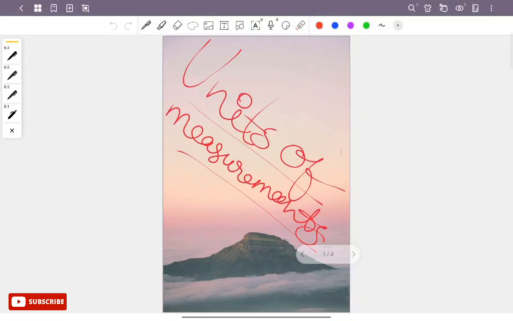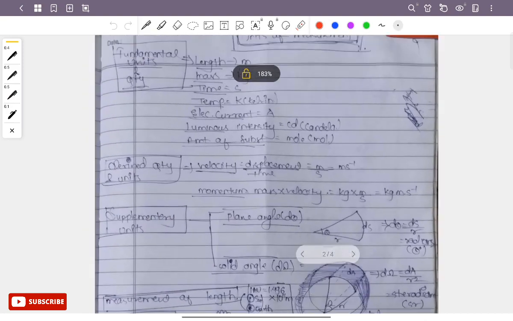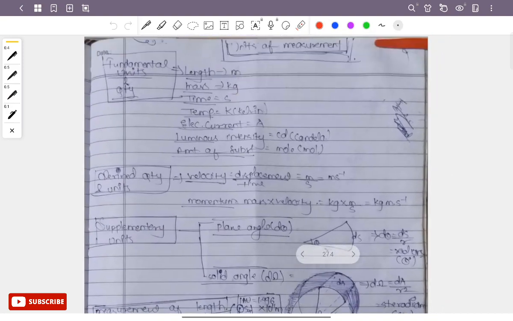Hi guys, today we're gonna study the first lecture of the physics standard 11, which is units of measurements. So in this chapter, the first topic which we're gonna study is the fundamental units, or we can say fundamental quantity and its units.